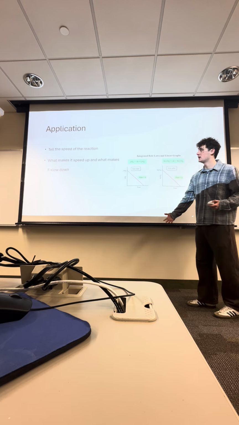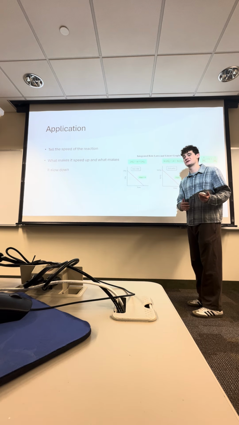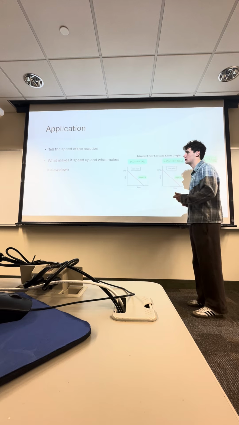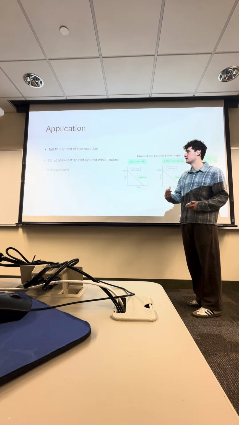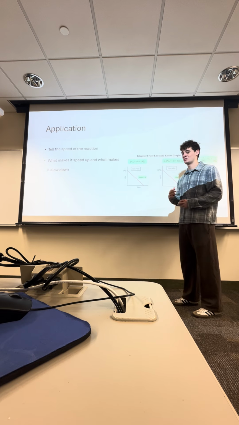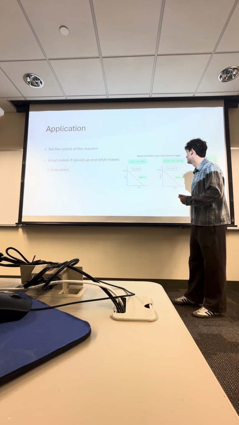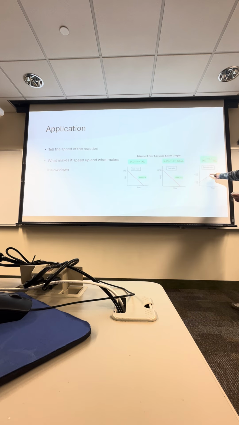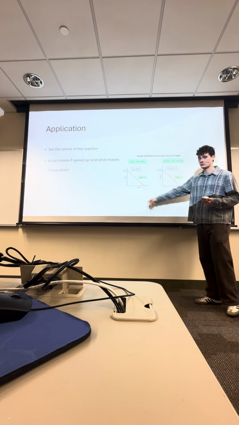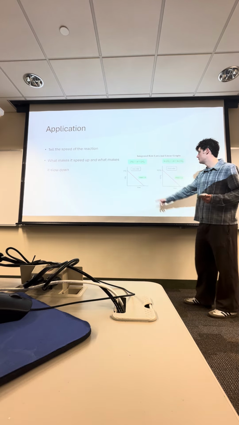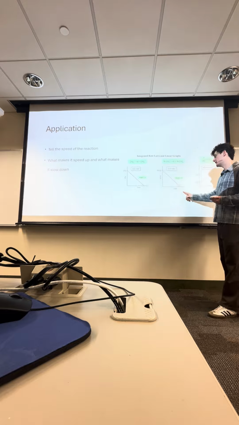Now, how does this apply? Well, what do rate laws actually do? Rate laws tell us the speed of the reaction, and they also tell us what makes it slow down versus speed up. So here we have the different rate laws. We had a second order rate law, which is our rate law with a positive slope. This is a 0th order rate law with a negative slope, and then a first order rate law with a negative slope.